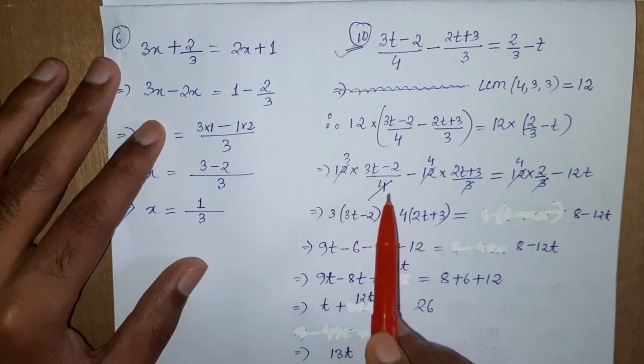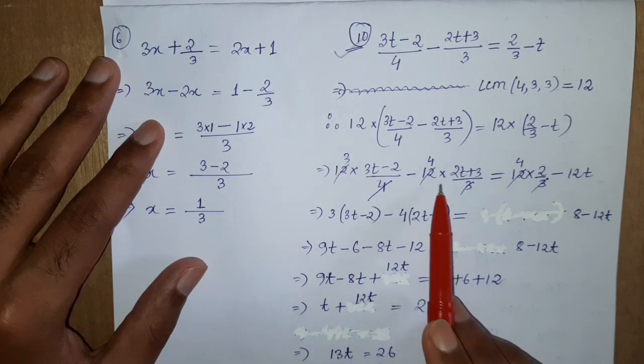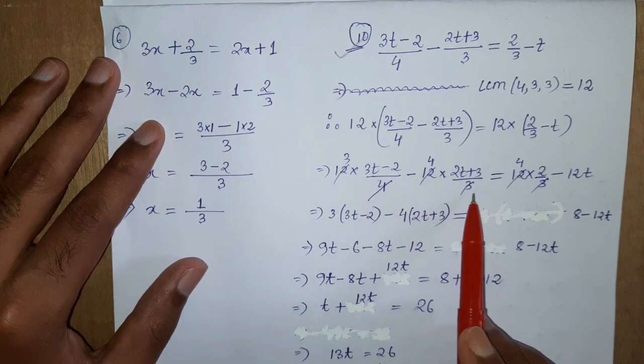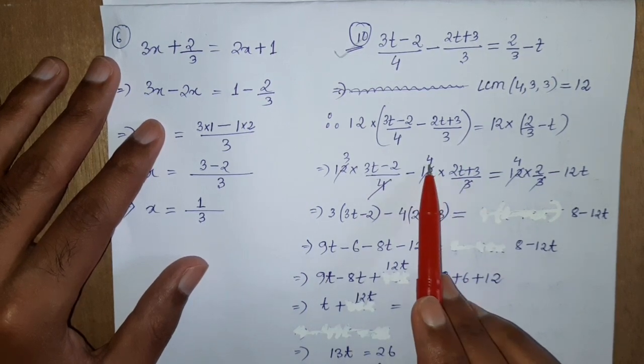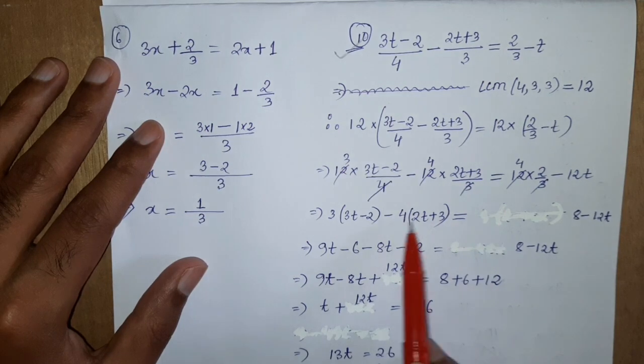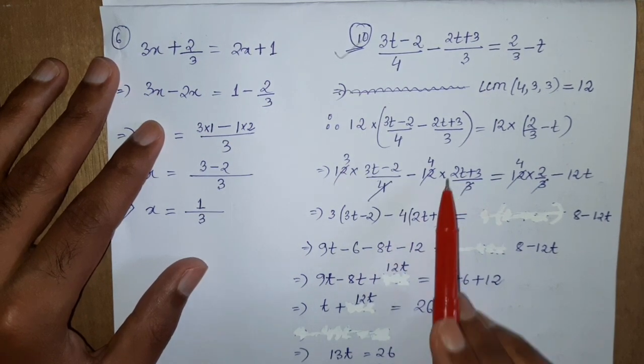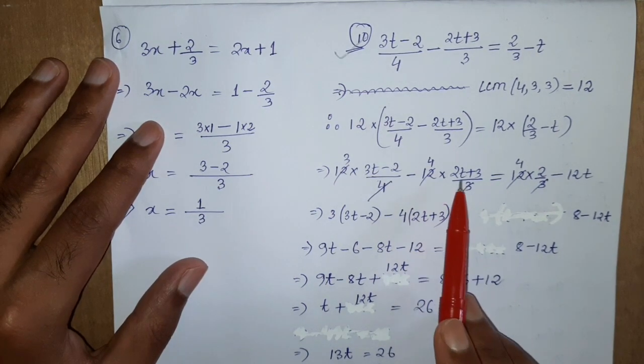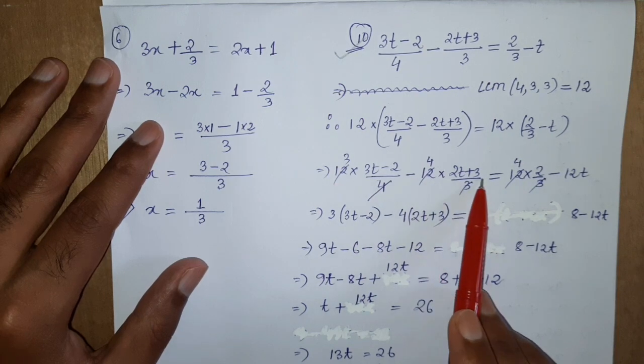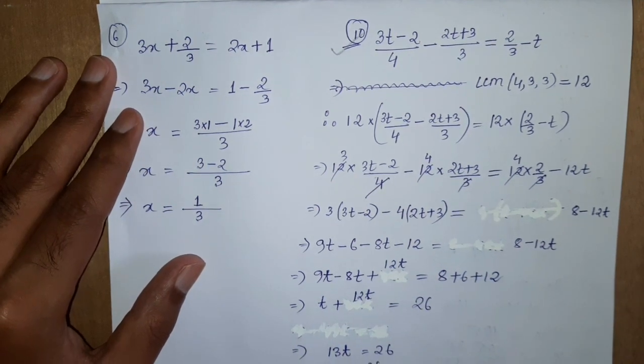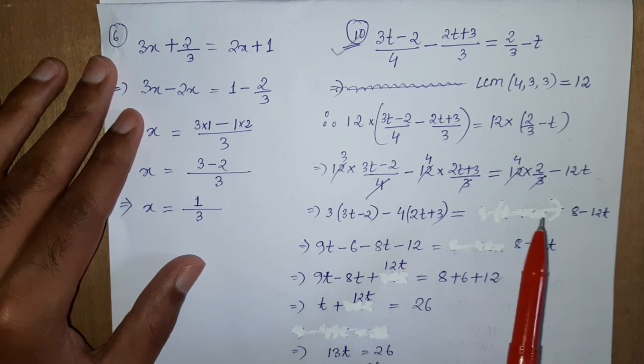And what do you have in the numerator here? 3 into (3t minus 2), here minus 4 into, in bracket, okay. Bracket you have to give because this 4 is with both the terms, the whole. So minus 4 into (2t plus 3). If you do not give the bracket, it will mean it is only with 2t, it is not with 3, which will lead to again a wrong result.